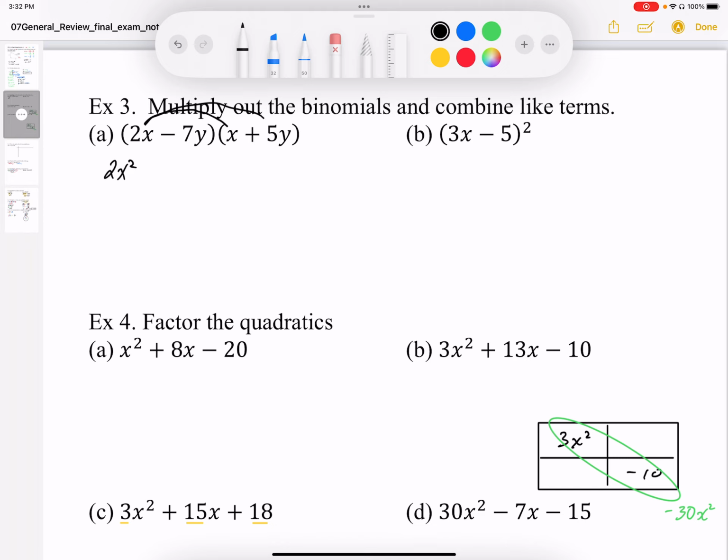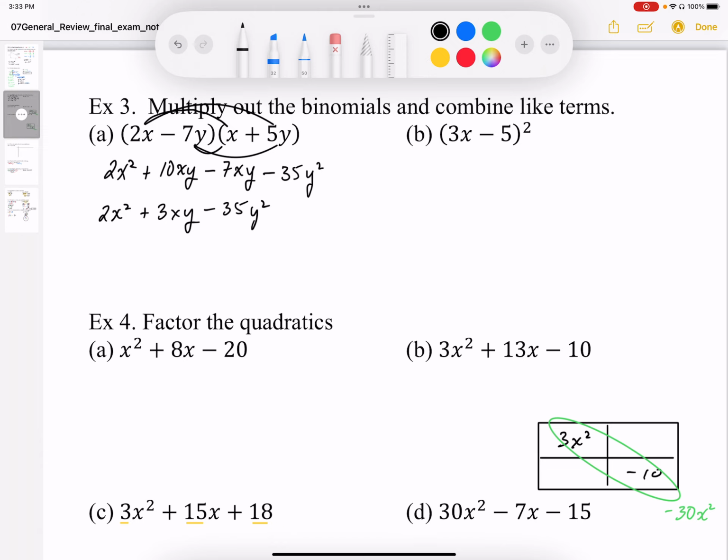We do the outside. So 2x times 5y gives us 10xy. And then we do our inside, so minus 7xy. And then last, so negative 7 times positive 5 is negative 35. And then we get y times y, or y squared. Now we combine the like terms. The middle terms tend to be like terms, so we end up with 2x squared plus 3xy minus 35y squared.